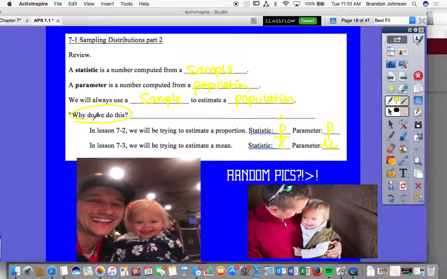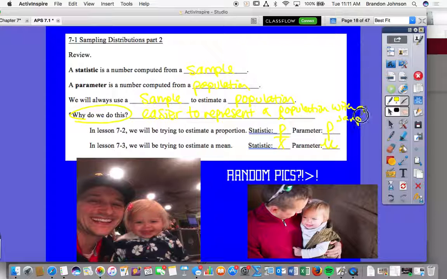Matthew: The sample is a representation of the population, a smaller part of it, so we should be able to use the sample to estimate the population. Good. Why wouldn't I want to just find all the parameters of my population? It's more convenient, it's easier to represent a population with a sample.